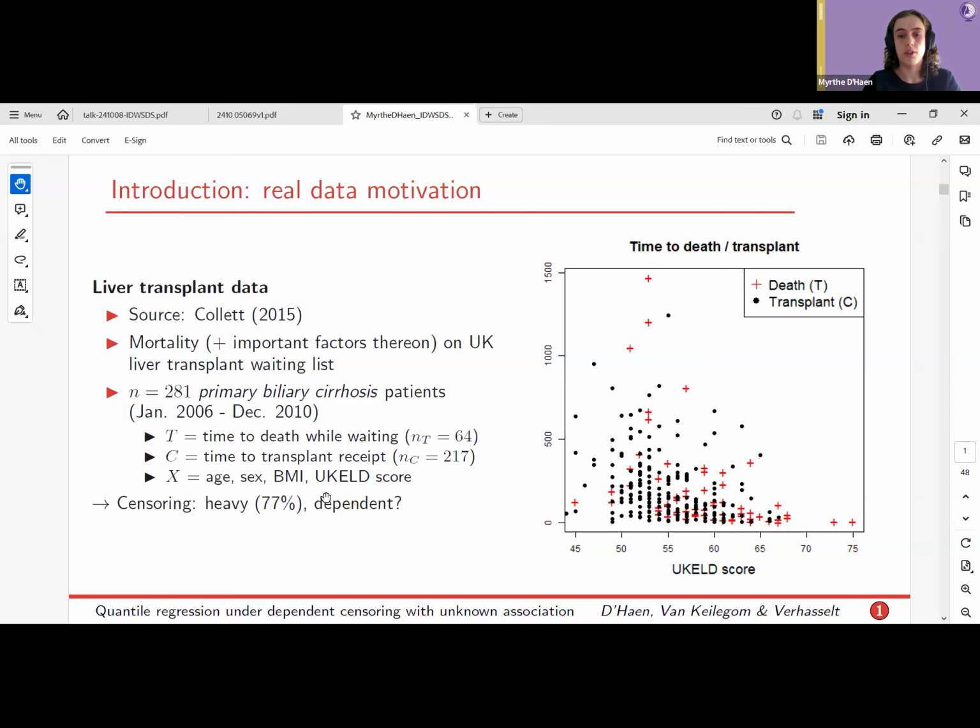For instance, it contains the UK end-stage liver disease score, which is an indicator of how severe the disease is. So the higher the score, the more ill you are. Now, as you can see, there is quite some heavy censoring, and there are also indications that this censoring is actually dependent. You can see this by looking at the plot that already indicates positive dependence between the time to death and the time to transplant. And also, it would make sense that patients that are more ill are both more likely to die soon and to receive a liver transplant.